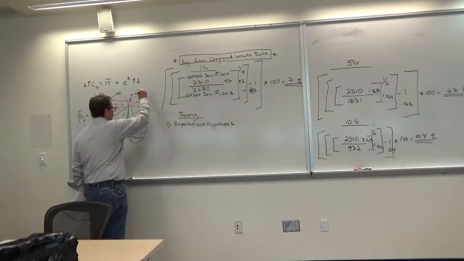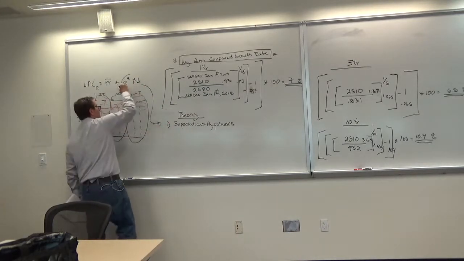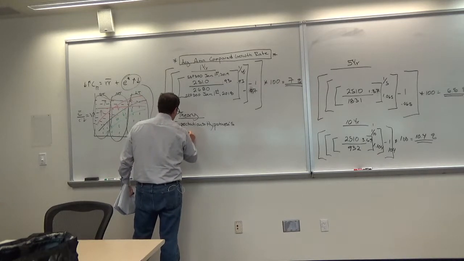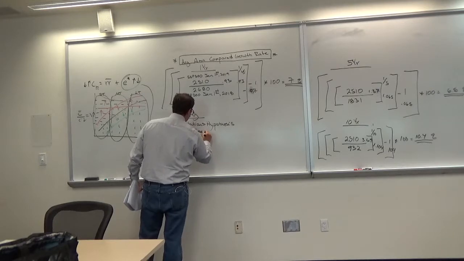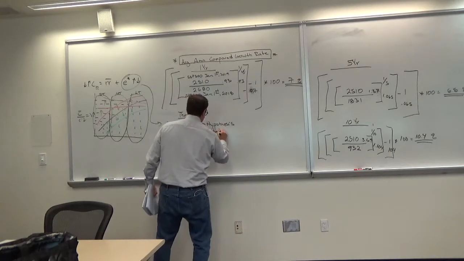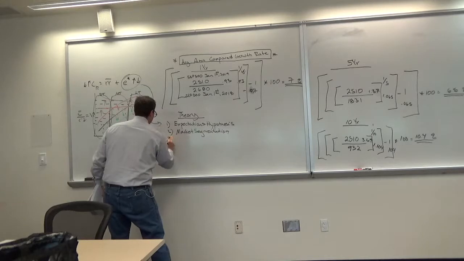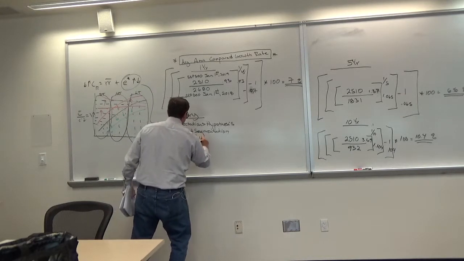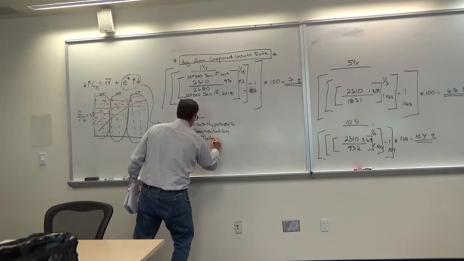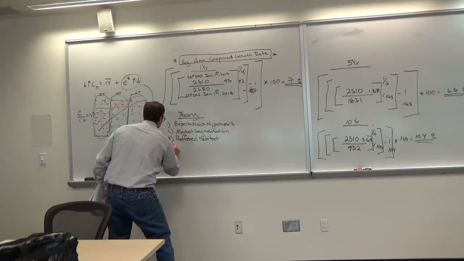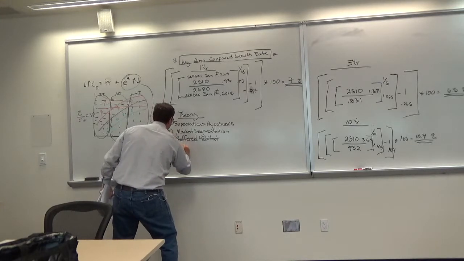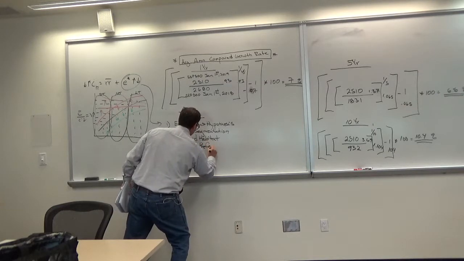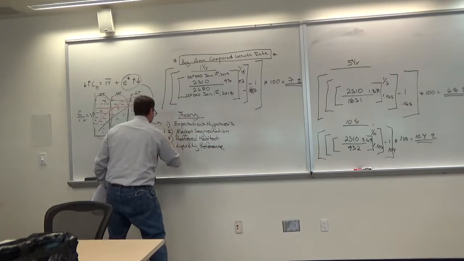Expectations hypothesis, which is the Fisher equation. Two, market segmentation. Three, preferred habitat. Four, liquidity preference. These are related to each other.